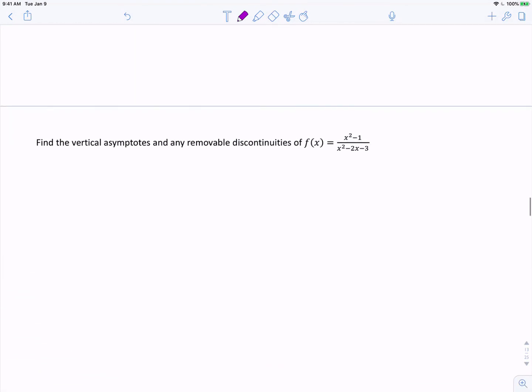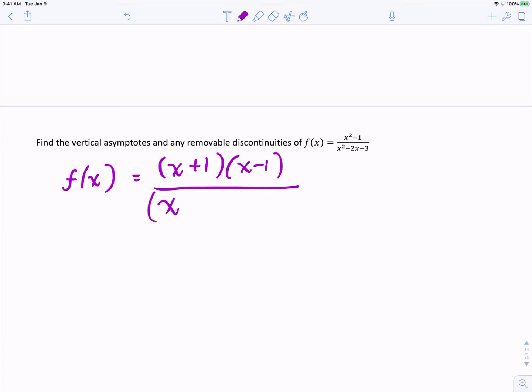Here's another one. Find the vertical asymptotes and any removable discontinuities of f of x is equal to x squared minus 1 over x squared minus 2x minus 3. So let's start by factoring the numerator and denominator. So the numerator is the difference of squares, and the denominator would factor as x minus 3 times x plus 1. So the first thing to notice is that we do have a common factor of x plus 1. So if we cancel that common factor, we have x minus 1 over x minus 3.